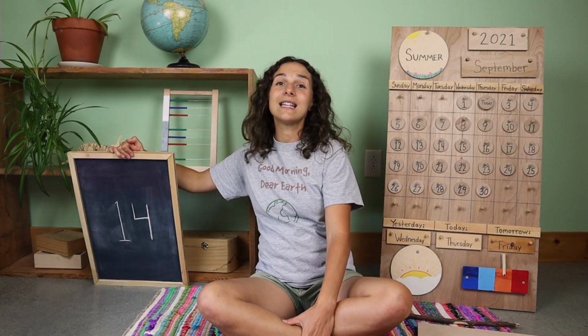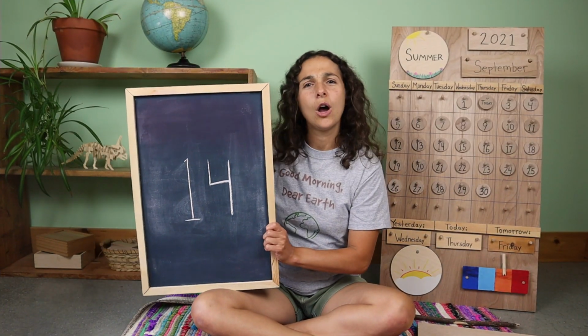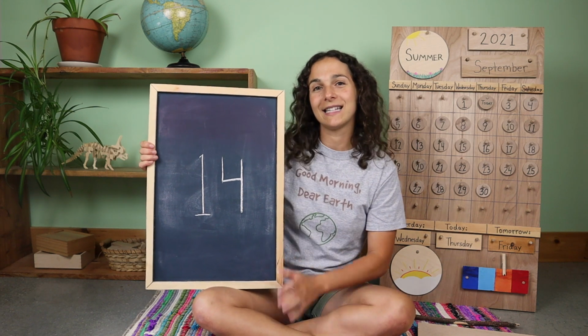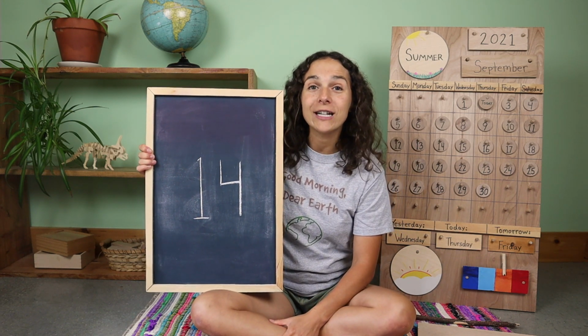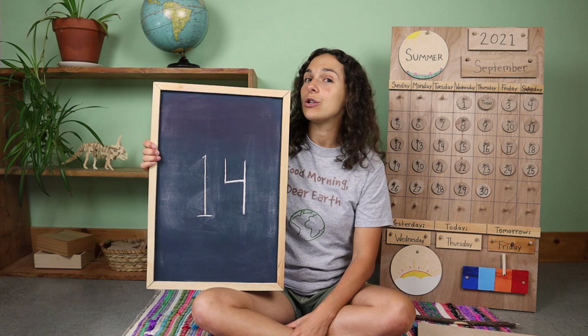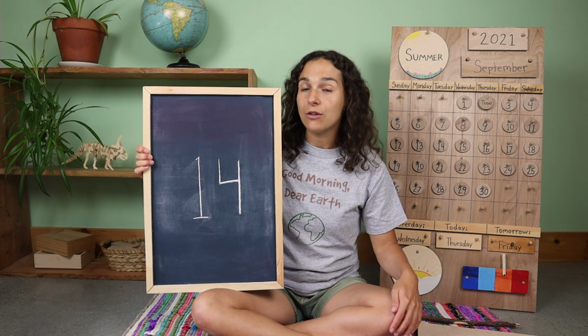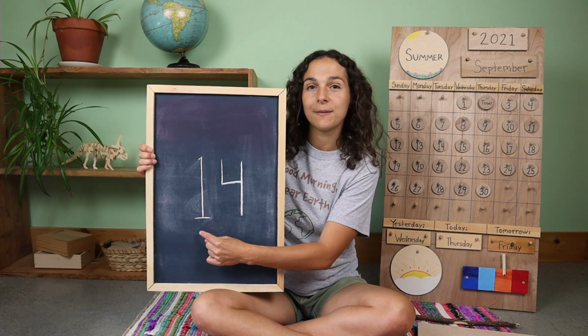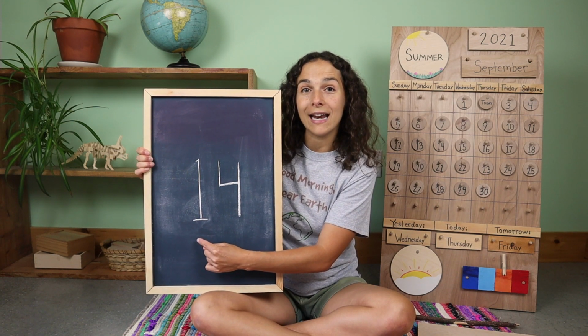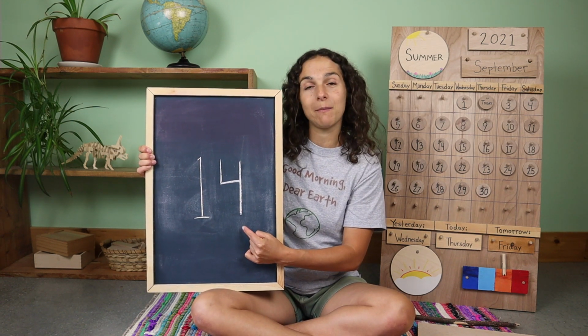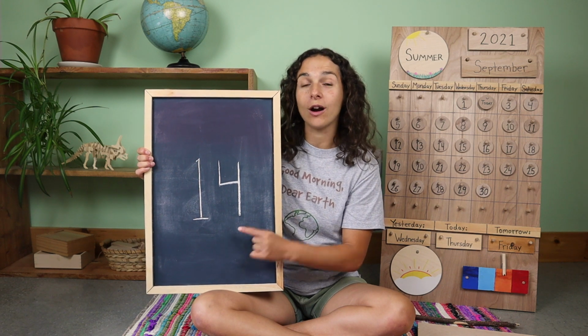And here is the number of the week. What double-digit number is this? 14. That's right. So you have to write 2 numbers when you write the number 14. Can you tell me what number you write first? 1. And after 1, you write the number 4.